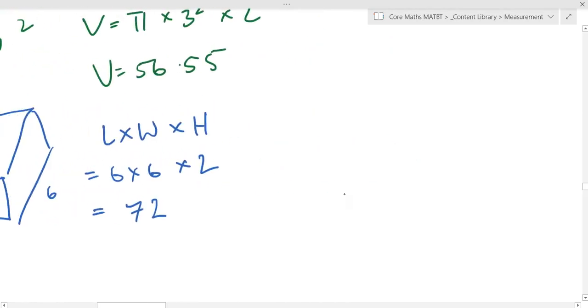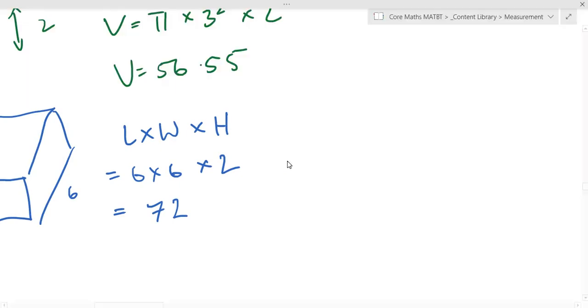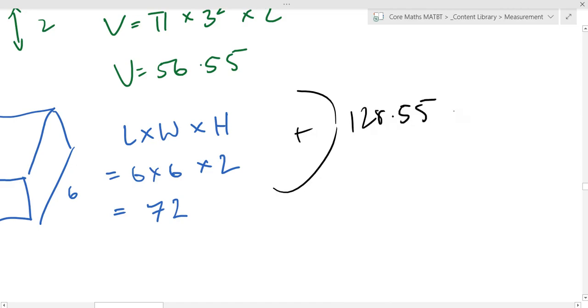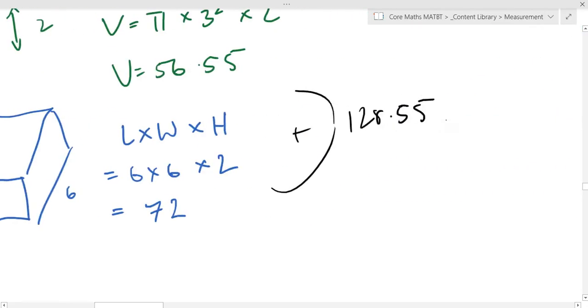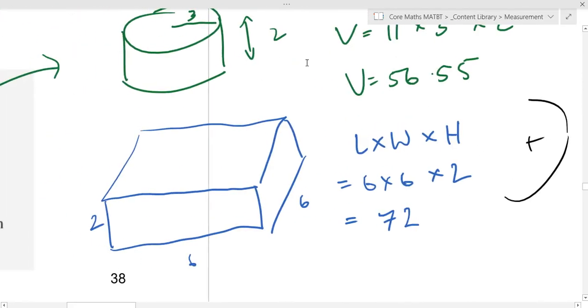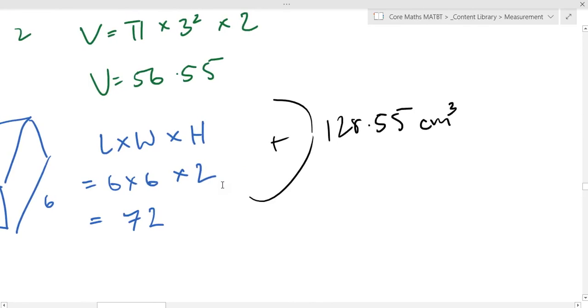And then when you add them together, 72 plus 56.55 equals 128.55. What's the measurement there? Centimeters cubed. All right, pretty straightforward. You're just going to add them all. I find that with composite shapes, it's really easy. Just separate them, find the volume of one, find the volume of the other, and then just add them together. Really easy.